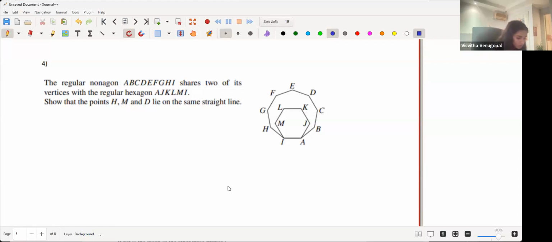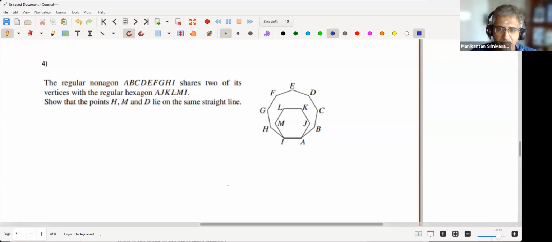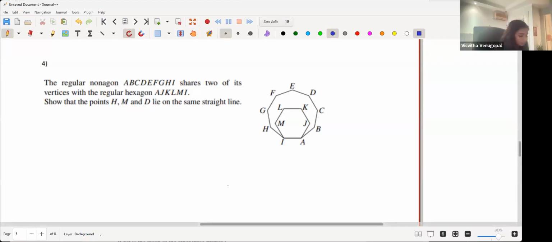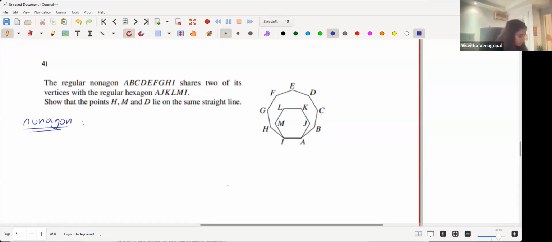Well, first, I found the angles for the nonagon and then the hexagon. You mean the internal angles of the nonagon? What is each internal angle in a nonagon? In the nonagon it's 140.